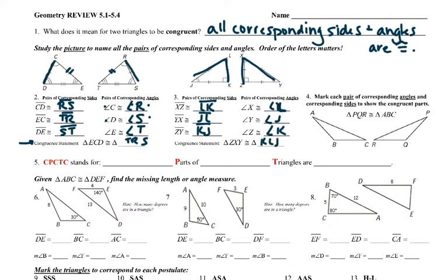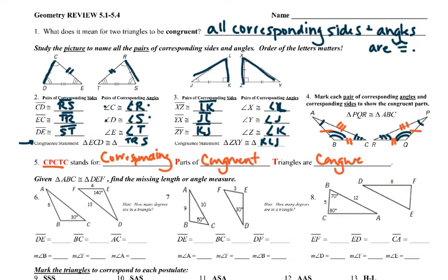If you're going to mark this picture, PQR, you would say angle P goes with angle A, angle B maybe goes with angle Q, and then angle R with angle C with a different number of little swipes. Same thing here, maybe AB with PQ, maybe a double tick mark here, and then a triple here. That would be how the picture would be marked. We know that CPCTC stands for corresponding parts of congruent triangles are congruent.